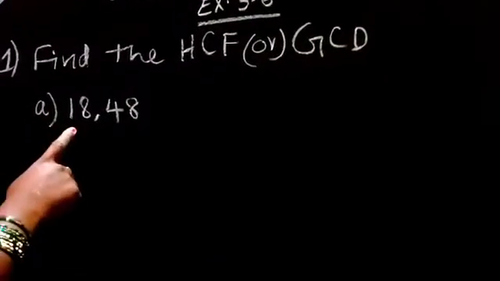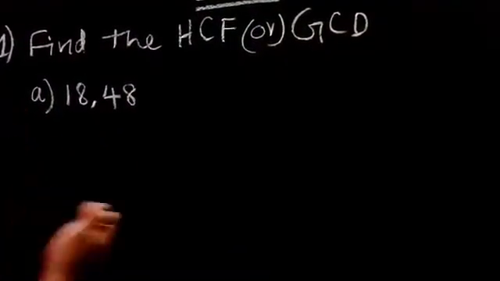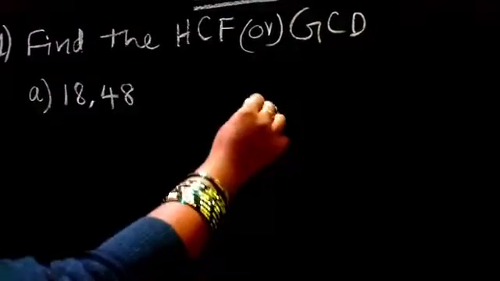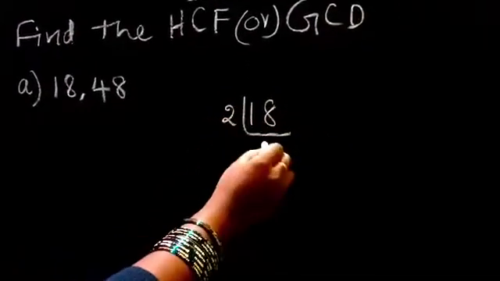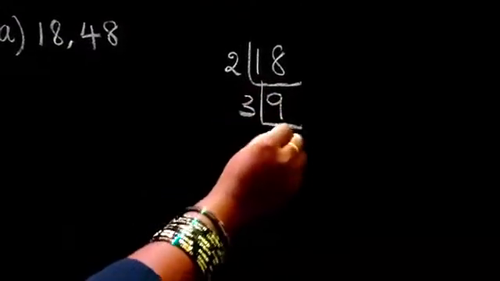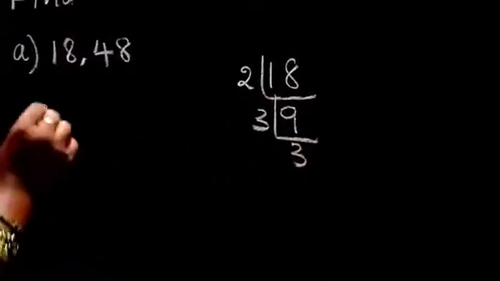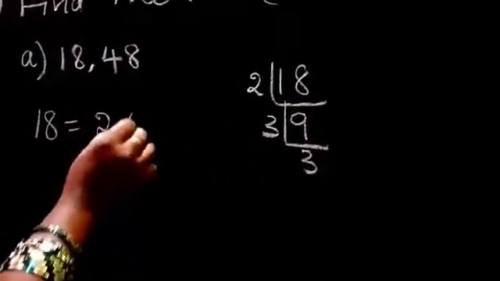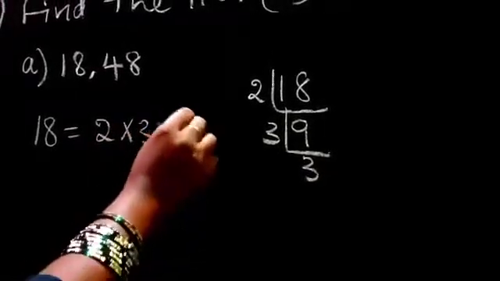They have given 18 and 48 for a question. Now 18 can be divided in the second table: 9 2s are 18. 9 can be divided by 3: 3 3s are 9. So 18 equals 2 into 3 into 3.